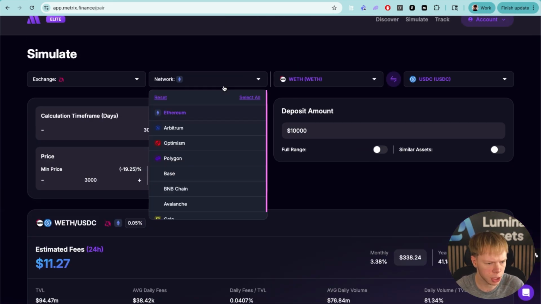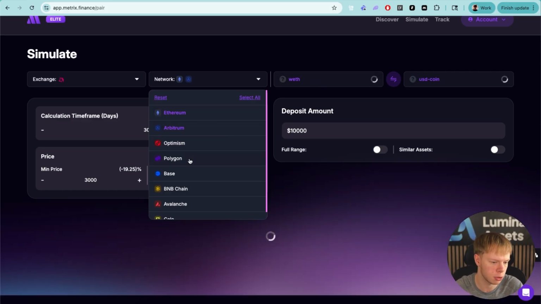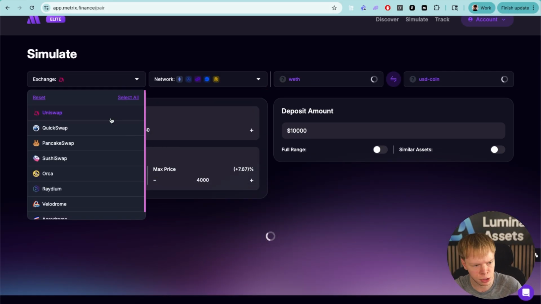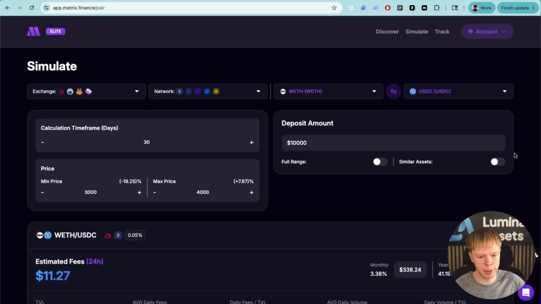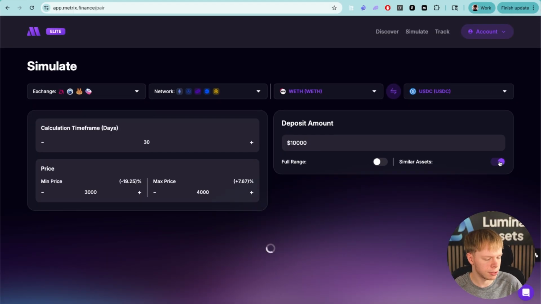And the cool thing is we can go beyond just one network and one exchange. We could look across Ethereum, Arbitrum, Polygon, Base, BNB Chain, and so on. Even if we wanted to browse Uniswap, QuickSwap, PancakeSwap, SushiSwap all at once, we can do that. On top of that, you can click this button called Similar Assets that shows you assets that are similar to Ethereum, like wrapped staked Ethereum and other derivatives, as opposed to being limited to that one specific asset.